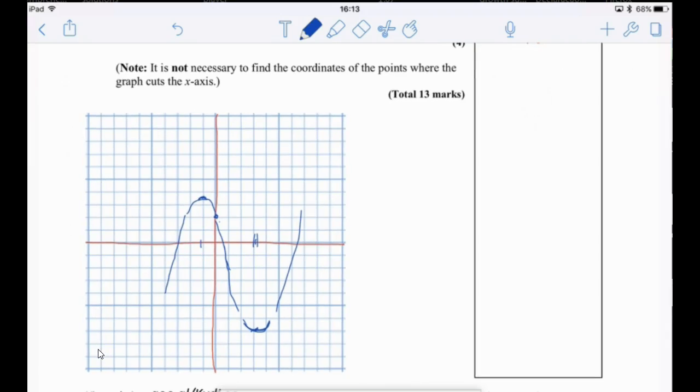Now notice it says it is not necessary to find the coordinates of the points where the graph cuts the x-axis. So you can see that there are 3 points where it cuts the x-axis, and to find those, we'd have to take the derivative and solve for x, and it's not an easy thing to do, so thank goodness they said we do not need to know that. So the only thing you're really sure about is, is it this area here or this area here? You don't know exactly where it crosses between those, but that's okay because they didn't ask for that.